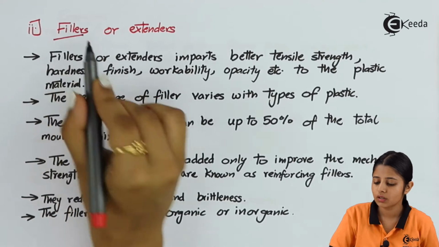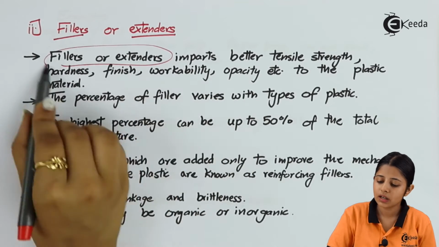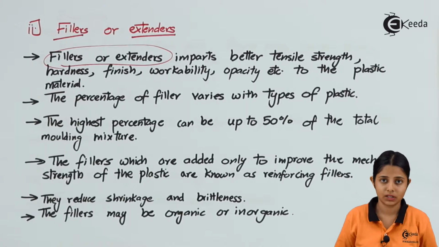So we have fillers, also known as extenders. Fillers and extenders are certain substances which we add inside the plastic and they will change the properties of the plastic.